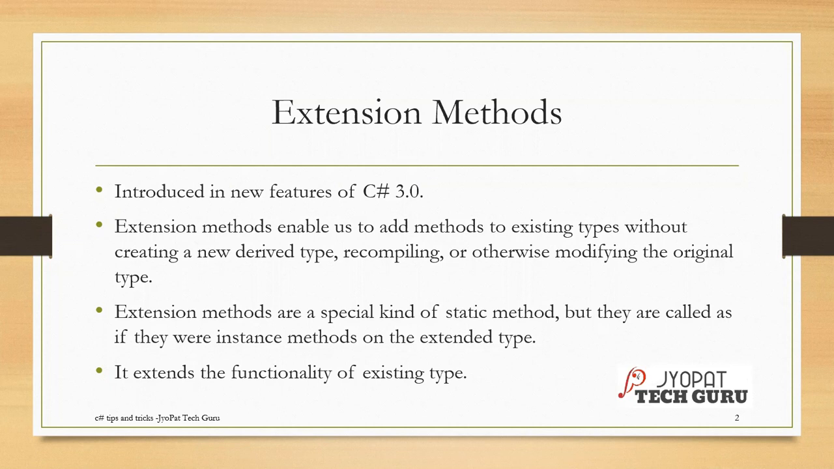Extension methods enable us to add methods to existing types without creating a new derived type, recompiling, or otherwise modifying the original type. So without disturbing the original function, you can keep on extending the functionality using extension methods. Extension methods are a special kind of static method, but they are called as if they were instance methods on the extended type. It extends the functionality of the existing type.